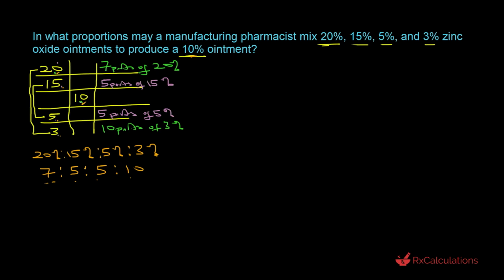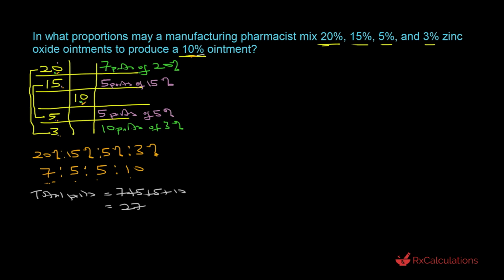And then you find the actual amounts of each of the concentrations by taking the parts that are represented divided by the total to give you the quantity. So let's actually use an example. Let's assume we wanted to make 270 grams of the 10% ointment. So we need to find the total parts. Total parts is going to be equal to 7 plus 5 plus 5 plus 10. That's going to be equal to 27 parts.